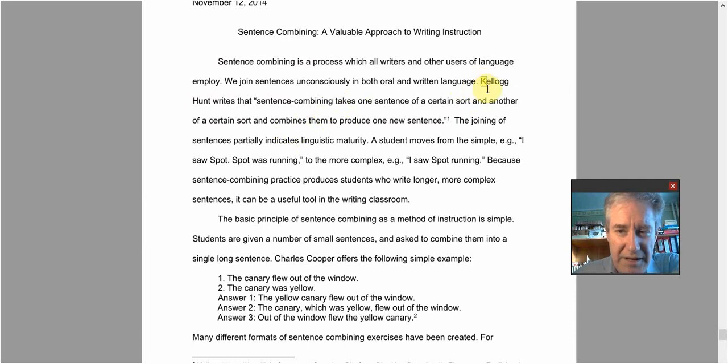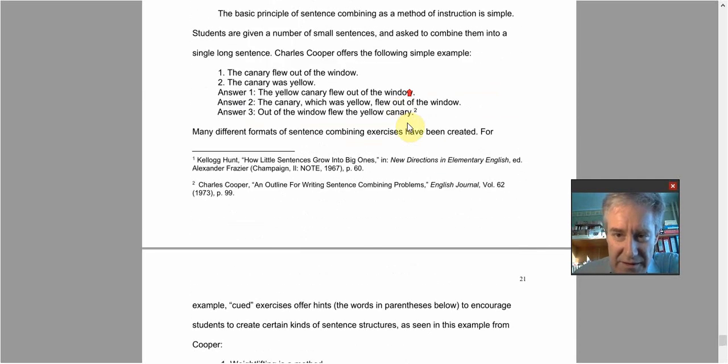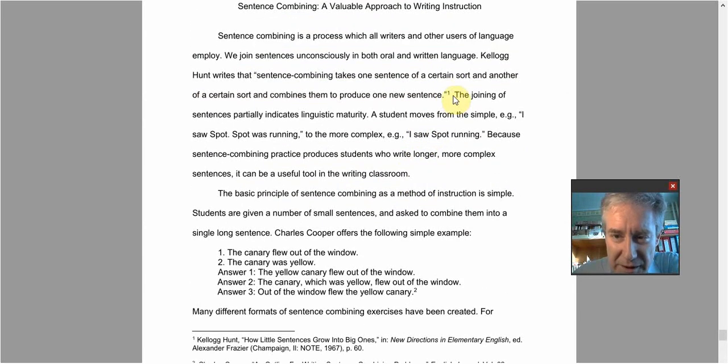A man named Kellogg Hunt, sort of strange name. He writes that sentence combining takes one sentence of a certain sort and another of a certain sort and combines them to produce one new sentence. So that's a quotation here. This material is quoted from Kellogg Hunt's book. I put it in this essay, and I need to give a footnote, so that's what that little number 1 is.